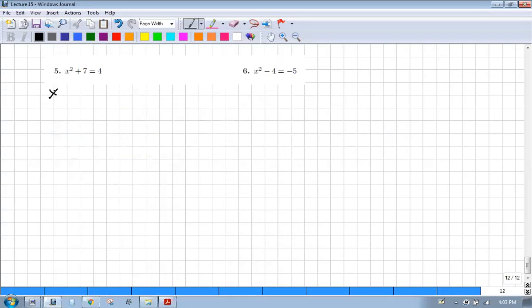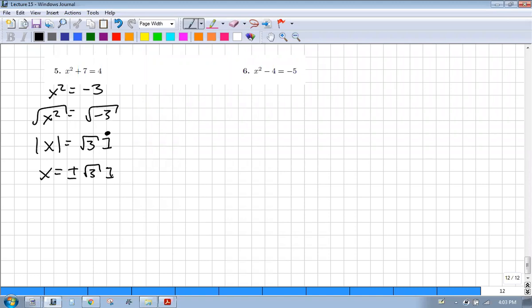Okay, this one, let's subtract 7 from both sides. Square root both sides. So we get a root 3. That minus sign gives us an i. So x is positive negative square root of 3i.